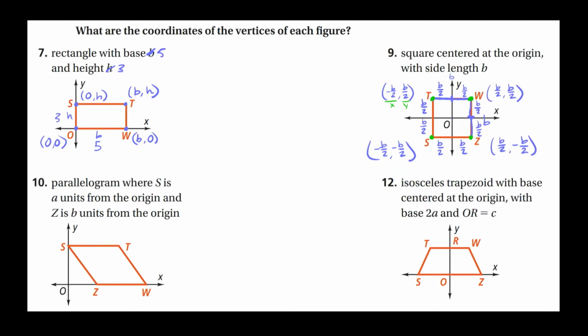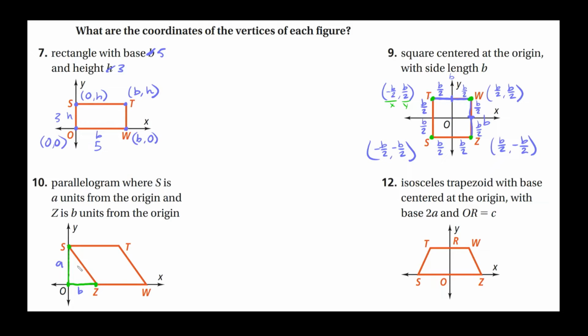Okay, now let's try a few more examples here. They're going to get a little bit harder. Number 10 is a parallelogram where S is a units from the origin. So S is a units away from the origin. This distance right here is a. And Z is b units away from the origin. So this distance from the origin right here is b units away.